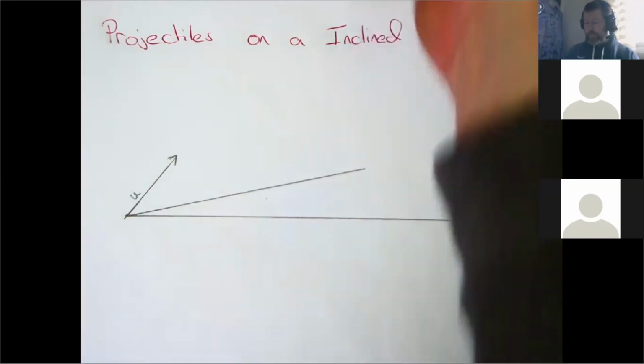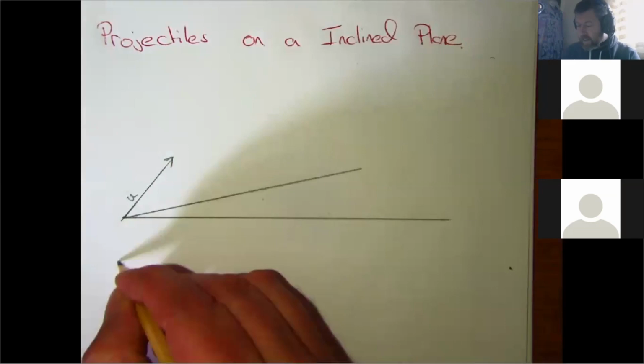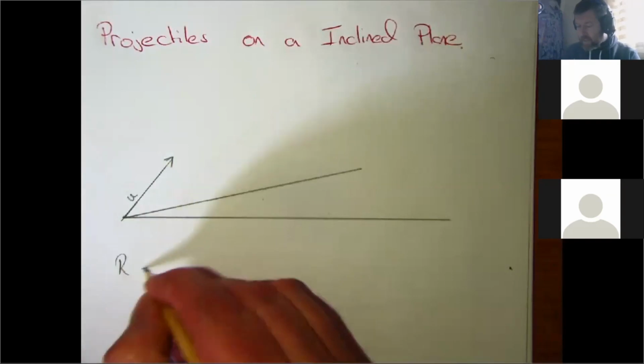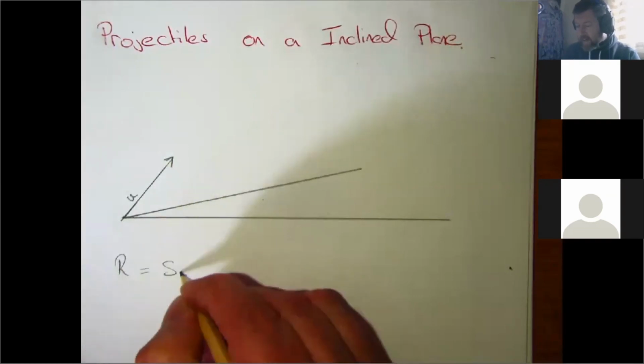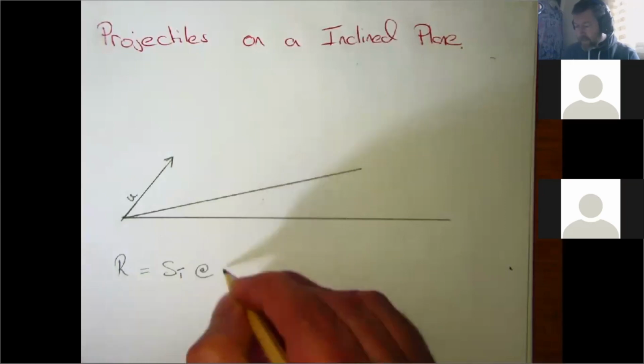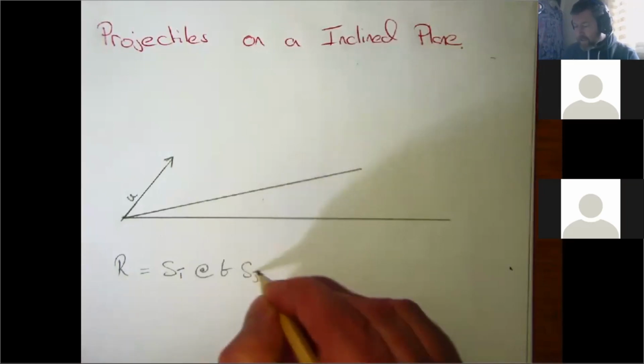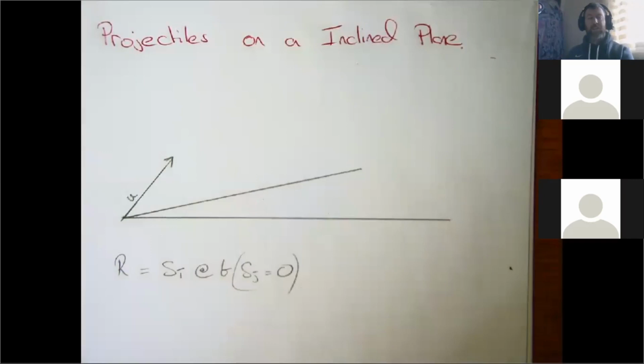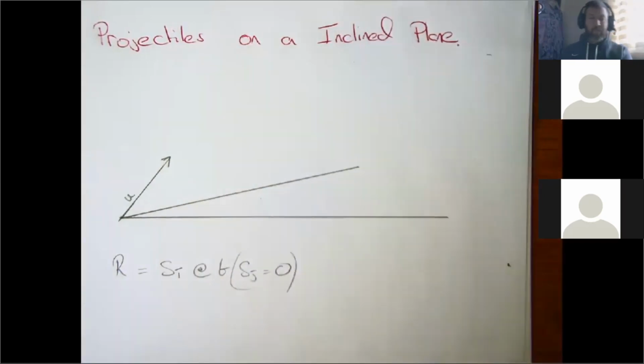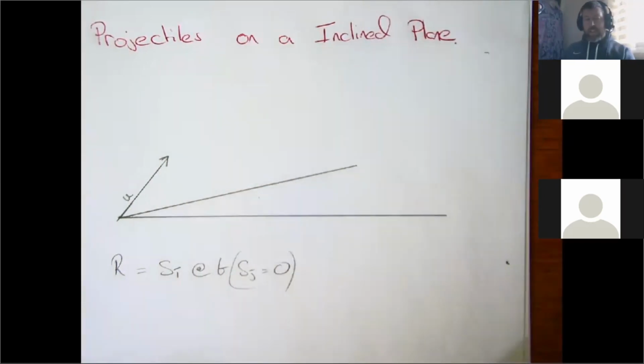One, that the range is equal to the distance along the I at the time that the distance in J is equal to 0. And that's crucial. And that doesn't really change, and we'll see a little issue in a minute.